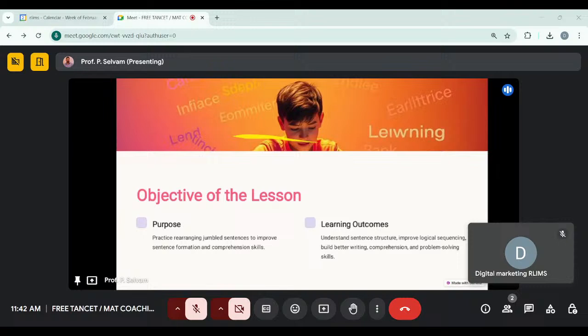Objective of this one. The main purpose is to practice rearranging jumbled sentences to improve sentence formation and comprehension skills. By attending this session, your outcome would be to understand sentence structure, improve logical sequencing, and build better writing, comprehension, and problem solving skills.